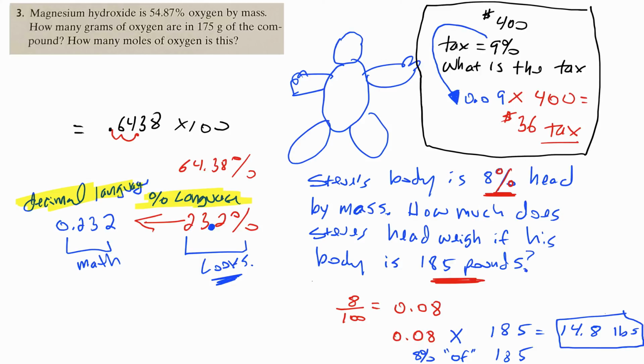I wrote it down though. It's right here. What does that mean? What does this answer mean? I wrote the unit. Pounds. So what did we figure out? Actually, what did we figure out? I heard you say percent. So yeah, the head is 14.8 pounds.